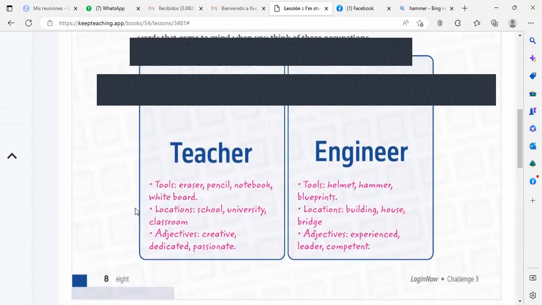What are the tools? What do you need to study or to be at school? Do I need a notebook? Yes. A notebook, pencils. Yes. What else?